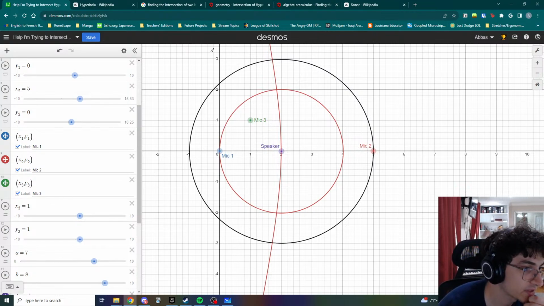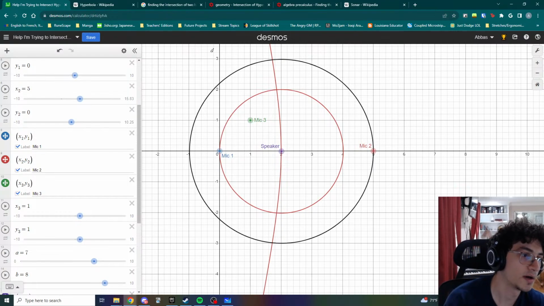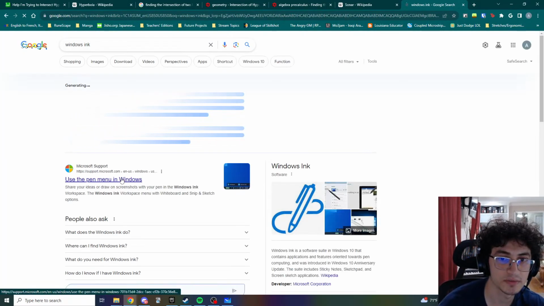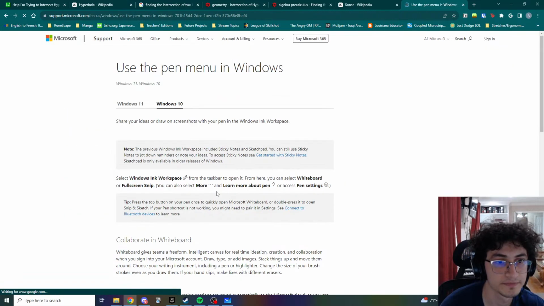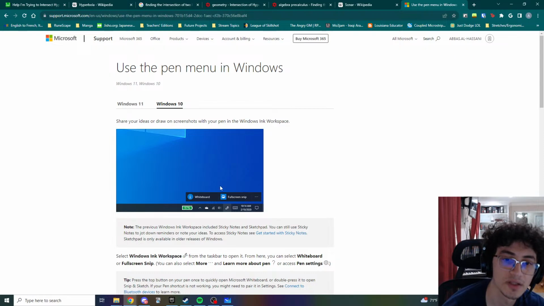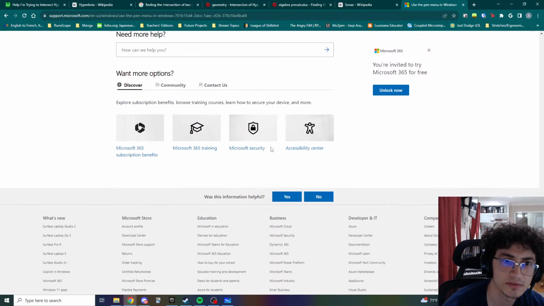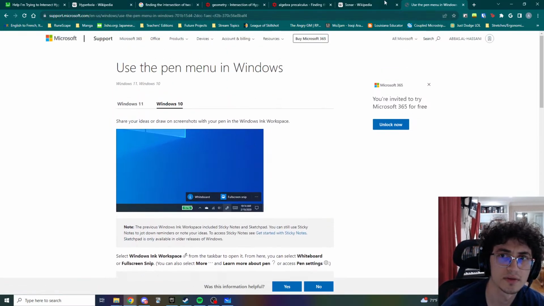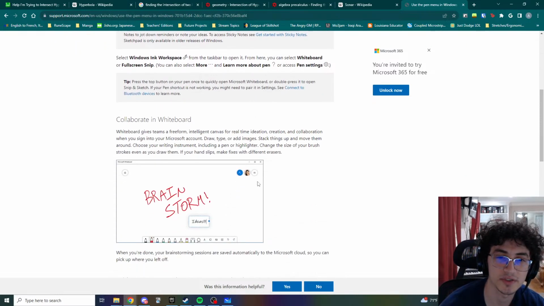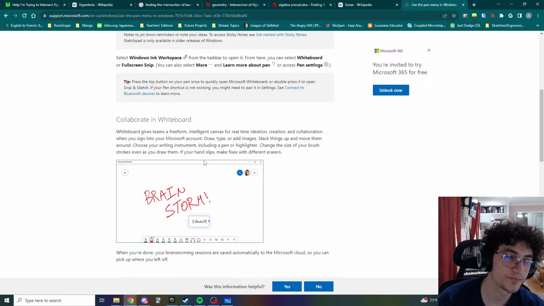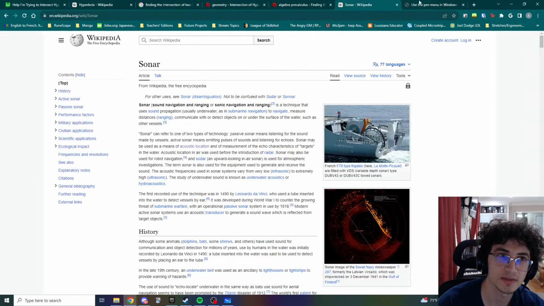Don't mean to derail the topic, but I think there's some form of Windows Ink app where you can draw over a current screen if you want to draw over Desmos for a clean graph. Let's find that out. Windows Ink. Use pen menu in Windows. I could do a full screen snip. That is true, but I don't know how to do that. But I don't think that's what I'm looking for, because I want it to be more interactive, where my tablet lets me draw over it, but the mouse lets me interact with the website as normal. You know what I'm saying?